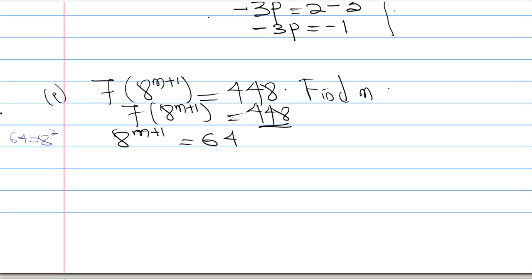So this one will give me 64. Now the index form of what? 64 is what? 8 raised to power 2. 8 raised to power m plus 1 equals 8 squared. So this base cancels this base. Why? Because we have the same base here.